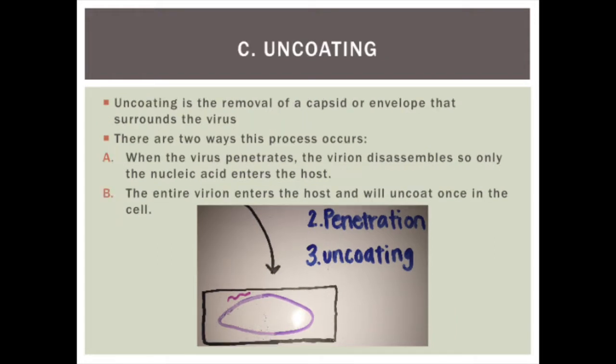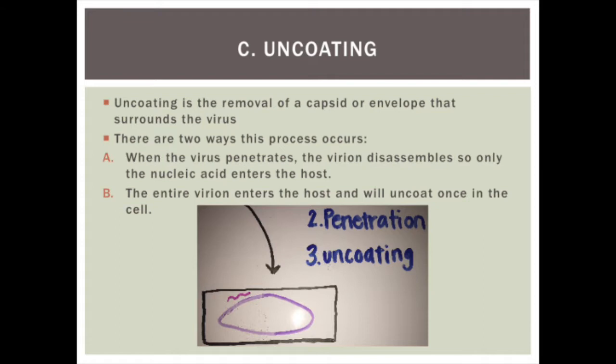For step number 3, it is uncoating. And uncoating is the removal of a capsid or envelope that surrounds the virus. The capsid of a virus can be naked or enveloped. Envelope is kind of just a protective coating that is harder to break down than a naked virus would be because it blends in with our immune system cells.